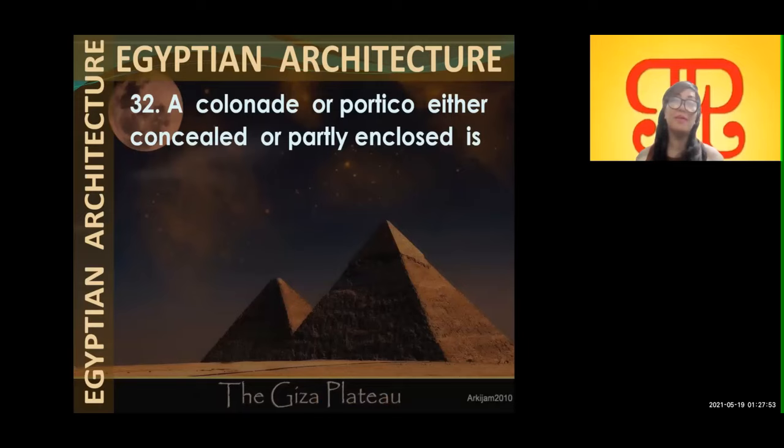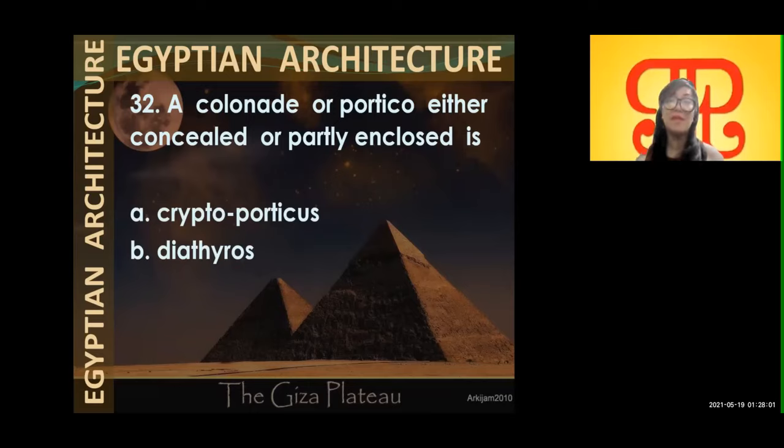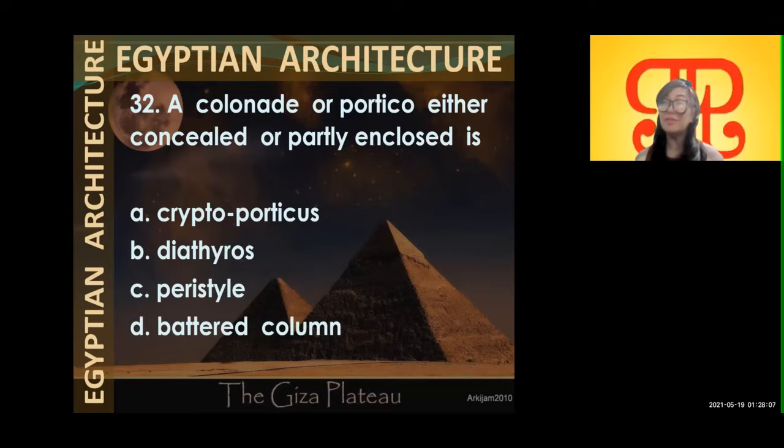32. A colonnade or portico, either concealed or partly enclosed, is A, cryptoporticus, is it B, diatyrus, or is it C, peristyle, or is it D, battered column? The answer here is letter A, cryptoporticus.